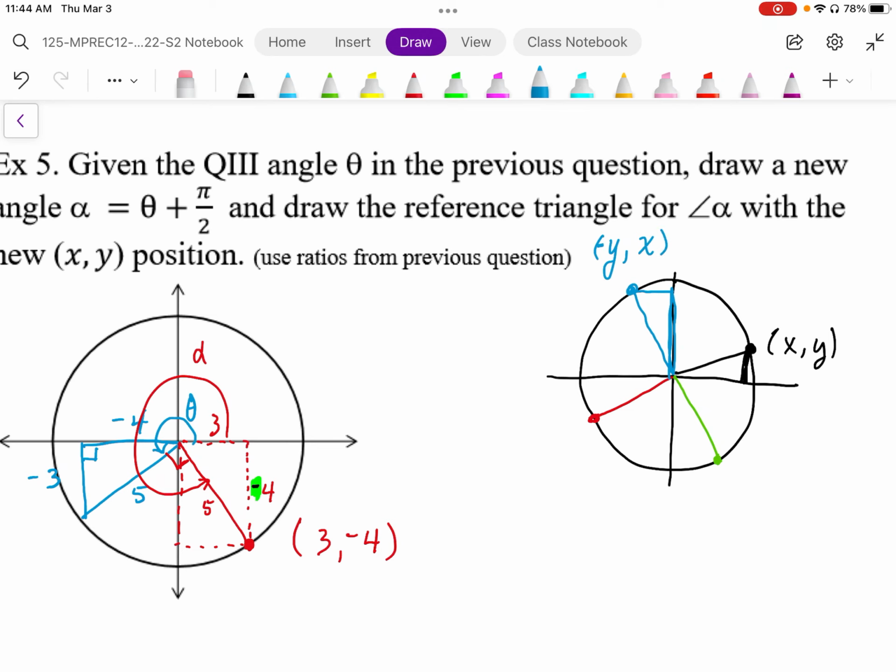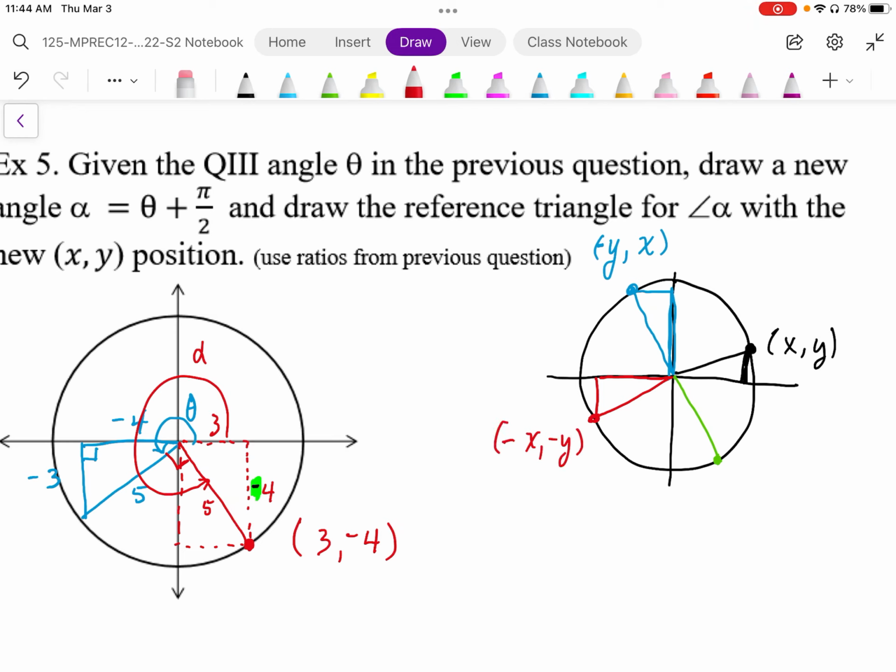And one of them becomes negative. So in this case, it becomes negative y. The vertical distance now becomes a horizontal distance, and the horizontal distance now becomes a vertical distance. If we do another 90 degrees, they flip again. So this coordinate is going to be negative x, negative y.